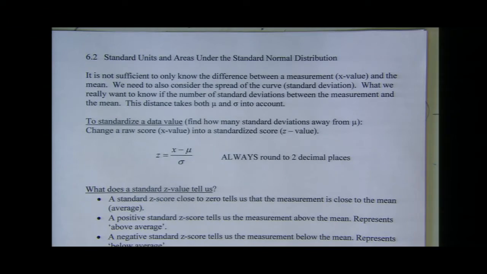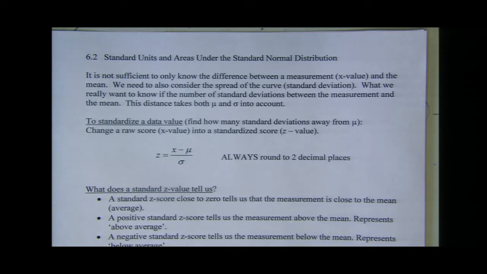Right, in 6.2, we are still looking at a standard normal distribution. And notice what it says. It is not sufficient to only know the difference between an x value and the mean. We need to also consider the spread of the curve, or the standard deviation. What we really want to know is the number of standard deviations between the measurement and the mean. This distance takes both mu and sigma into account.